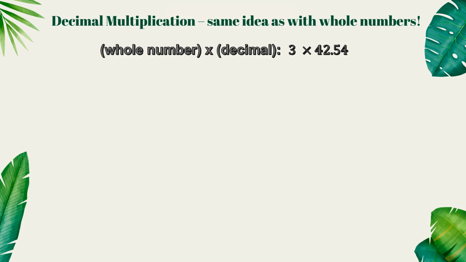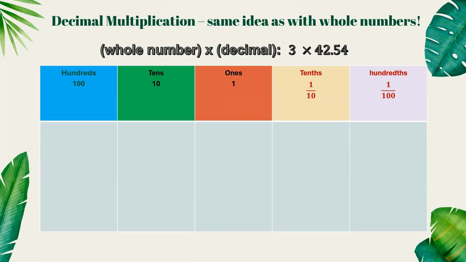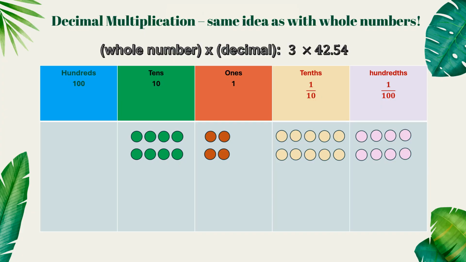For example, if you have 3 times 42.54, well, that would be 3 groups of 42.54. So let's go ahead and put the decimal up. 42.54 is 4 tens, 2 ones, 5 tenths, and 4 hundredths. And then what are we doing? We are visualizing 3 groups of that. So that's one more, so that would be 2 groups of that, and then 3 groups of that.